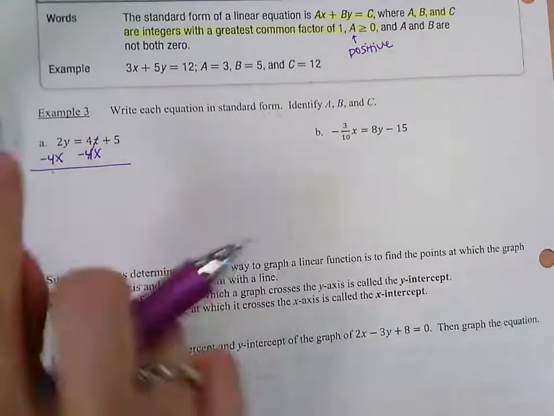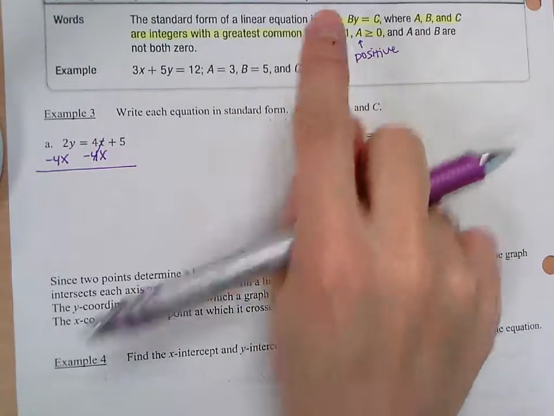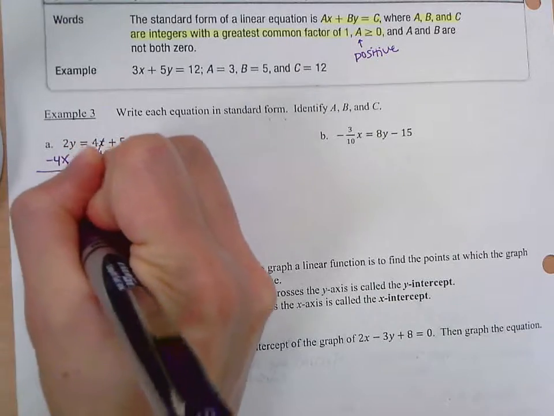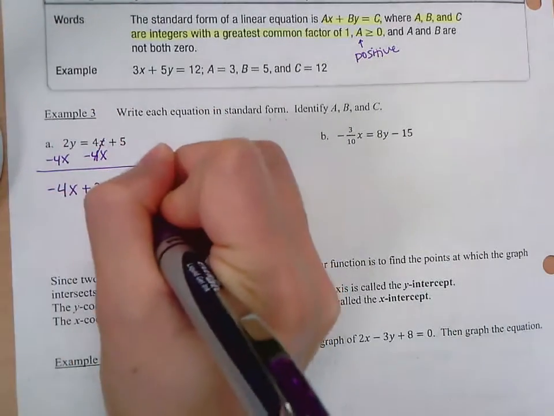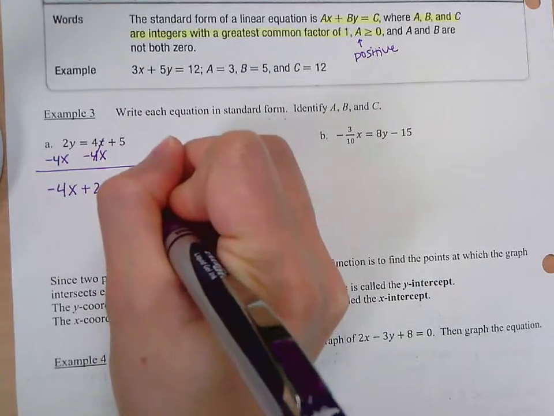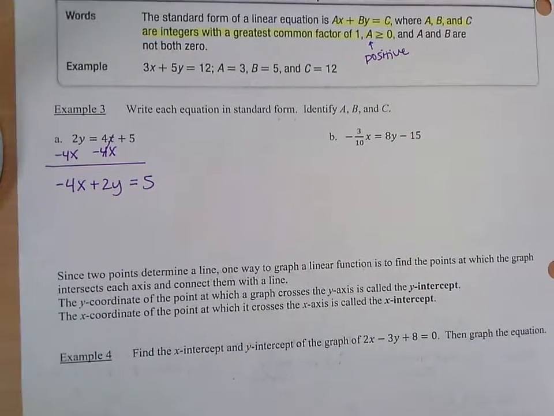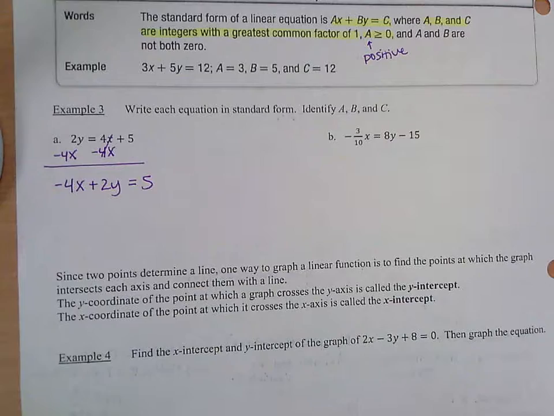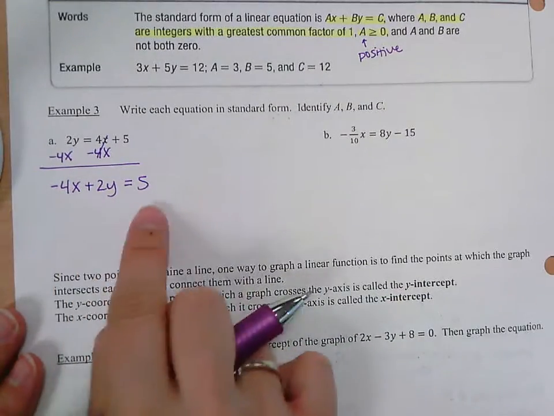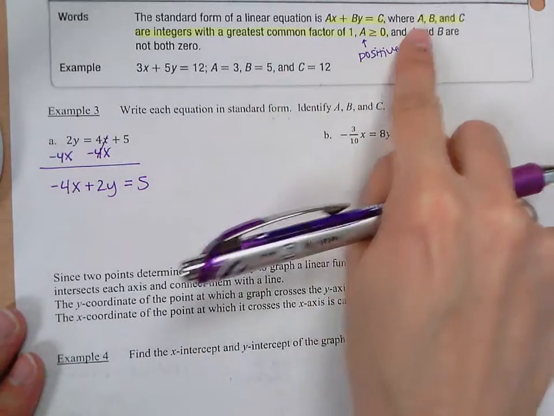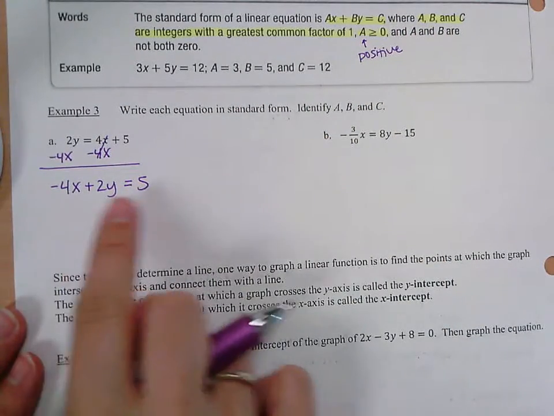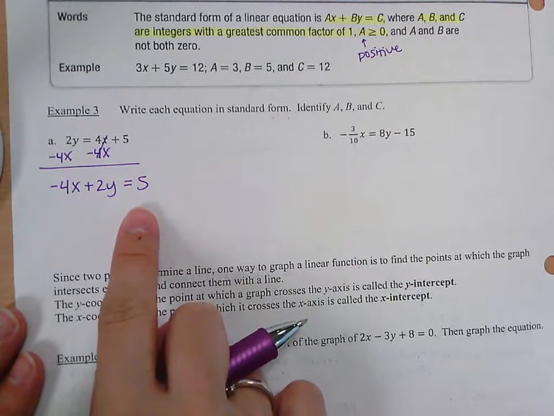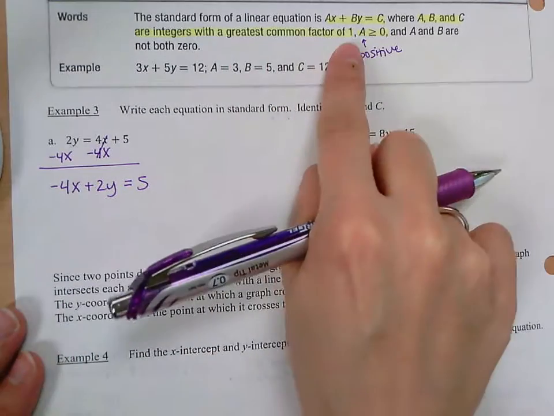And I'm going to write it in front, because again, you want your x term first. So I have negative 4x because I subtracted it. The 2y was positive, so plus 2y, and then equals, and I still have a positive 5. And now that I have all of the terms where they need to be, I double check that I've met this criteria. So I do have all integers. I don't have fractions or decimals. Greatest common factor of 1.